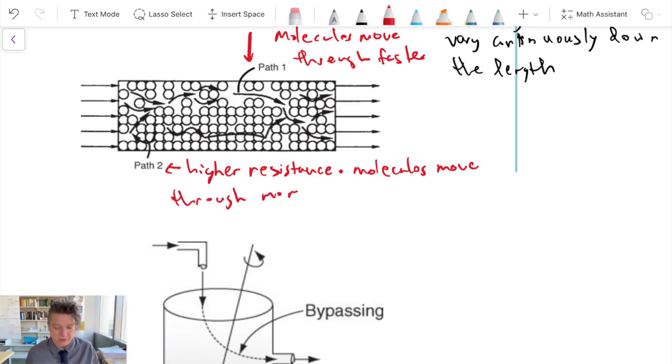And the reason for that is there's less void space, so the molecules are coming in contact with more catalyst particles. So you can imagine if in path 2 the molecules are coming into contact with more catalyst particles, then more of the reactants there are getting converted into products than in path 1. So path 1, the molecules are seeing fewer catalyst pellets, so fewer of the molecules are getting converted to products. So you're going to get different conversions here based on the different residence times in these two pathways.